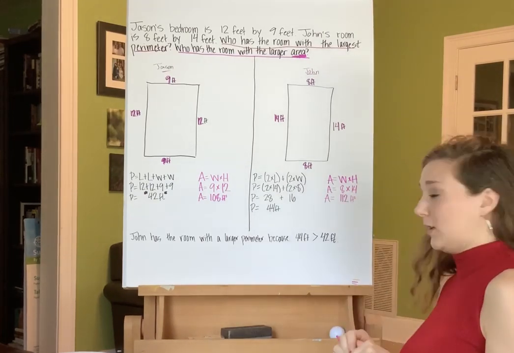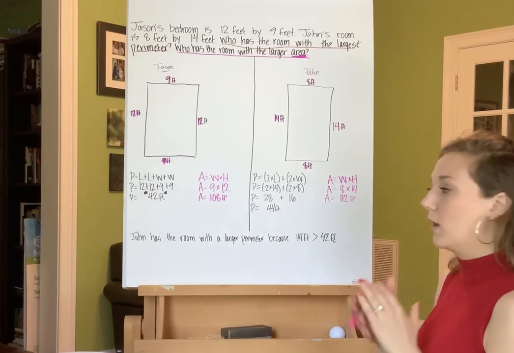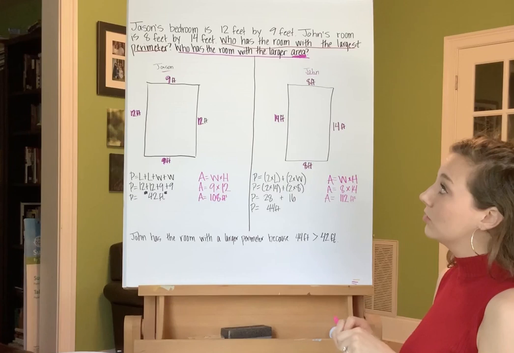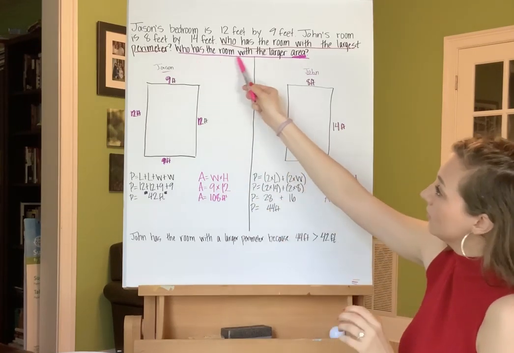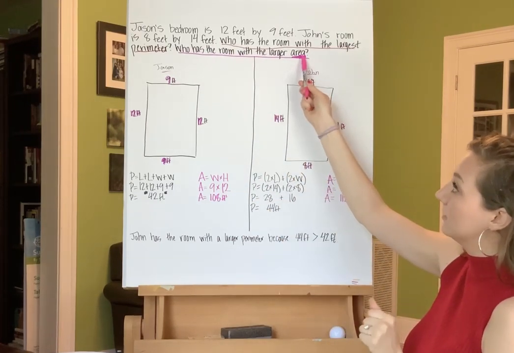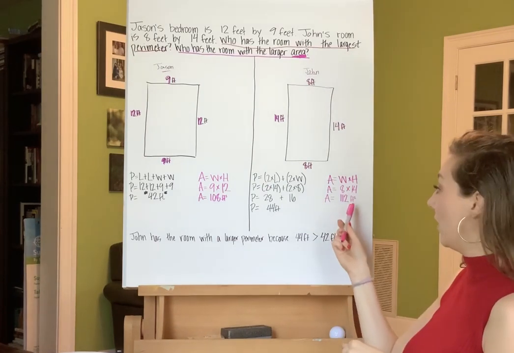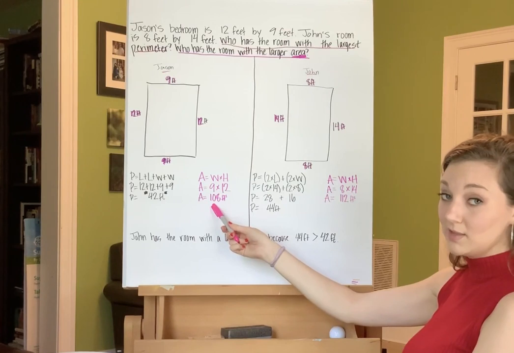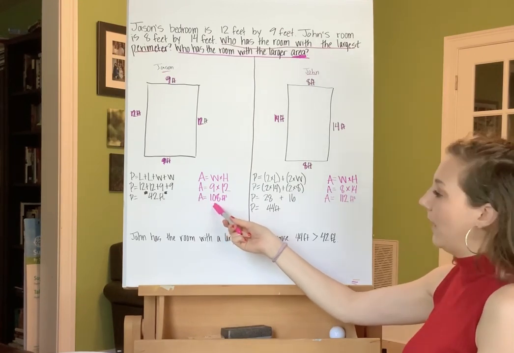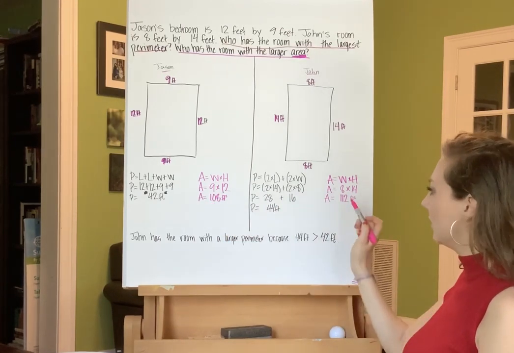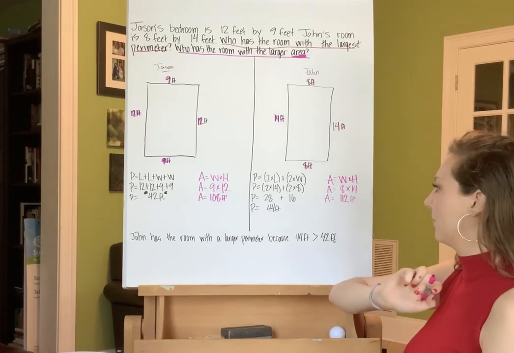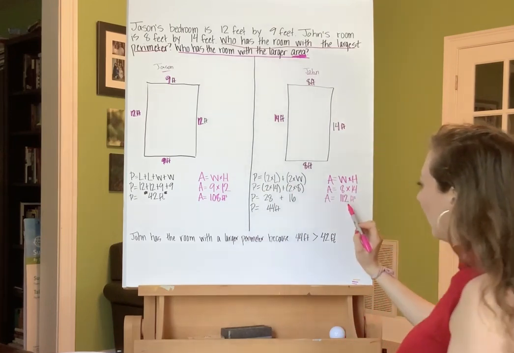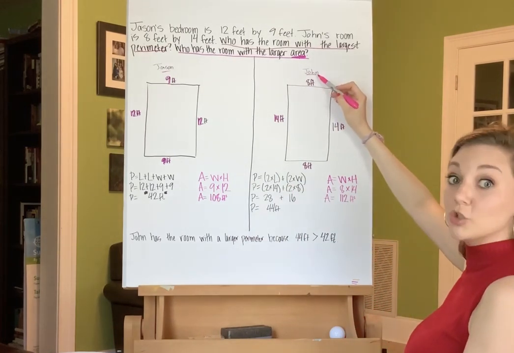Am I done? I know our math is just worked beautifully, but are we finished? Who has the room with the larger area? So now we need to do what? We need to do what with 112 feet squared and 108 feet squared? We need to compare them, right? So which one is bigger, 112 or 108? 112, that's easy. So who has the room with the larger area? Whose room is this? John, right?